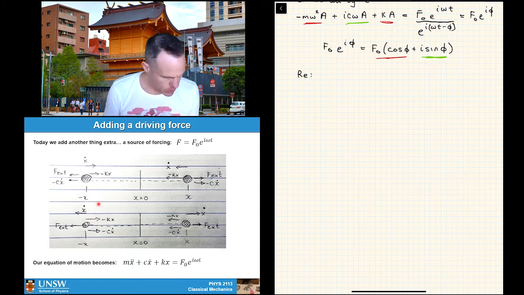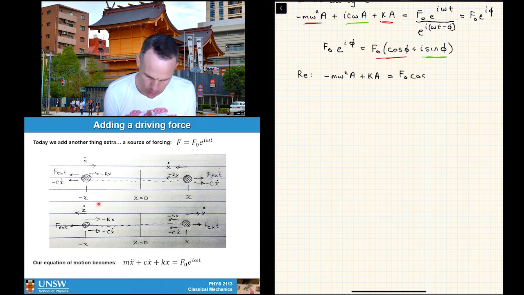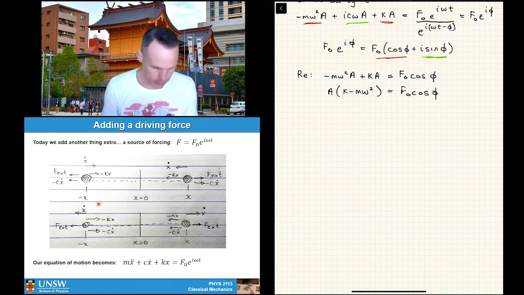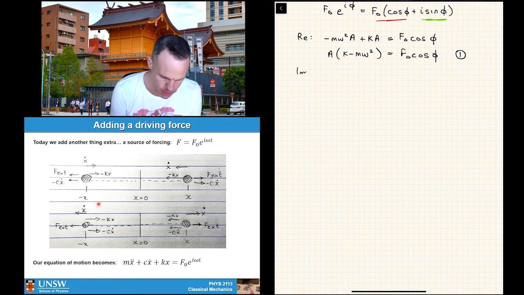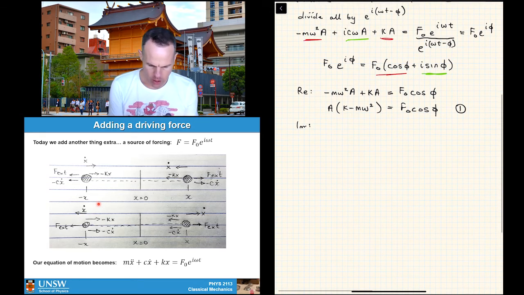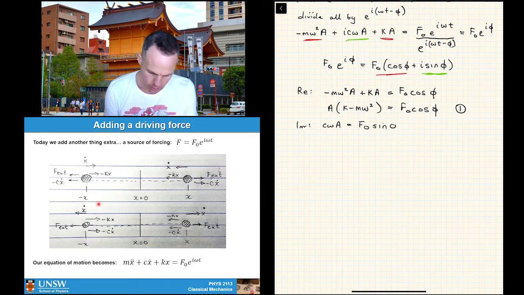So our real terms over here are going to be minus m ω² A plus k A is equal to F0 cos φ. And we can write this term out the front here as A (k minus m ω²) and get something that looks like this, okay? And let's call this equation 1 because we're obviously going to use it down below to clean up the maths, okay? And then we've got our imaginary component, and of course it's a bit simpler. We've got our c ω A on the left, and then we've got F0 sin φ on the right, and this we can call equation 2 because we're going to use it as well, okay?